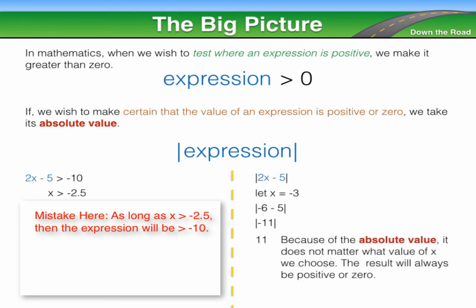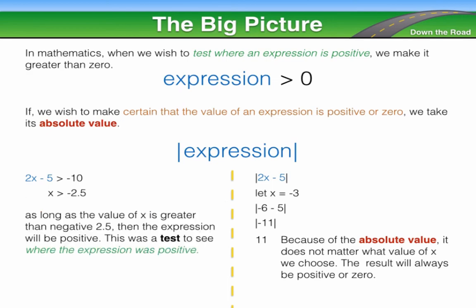Because of the absolute value, it does not matter what value of x we choose. The result will always be positive or 0. Before we move on to the next slide, can you tell me which value of x would make this 0? If you said 2.5, you're absolutely right.